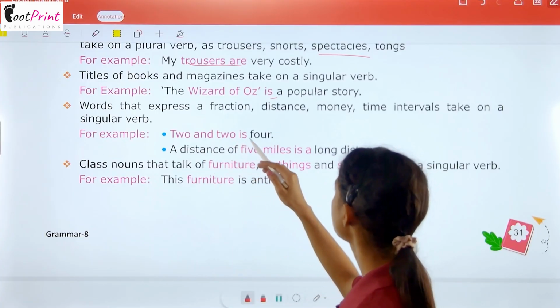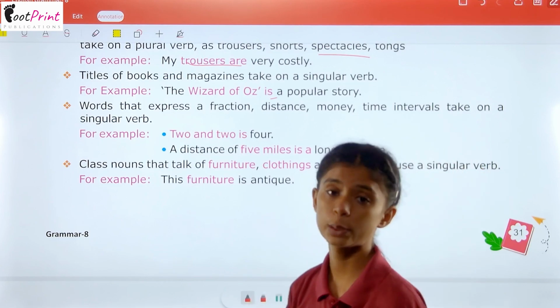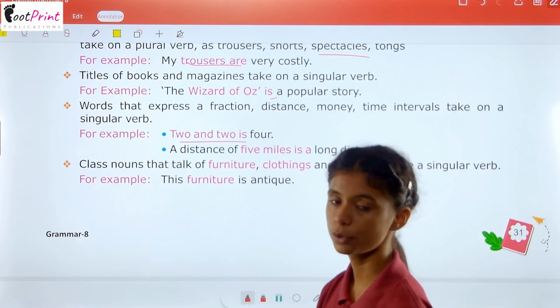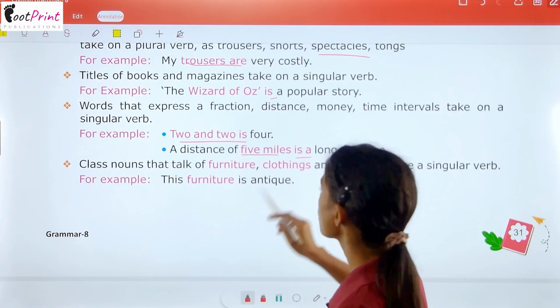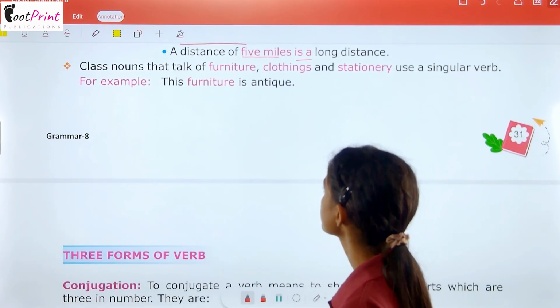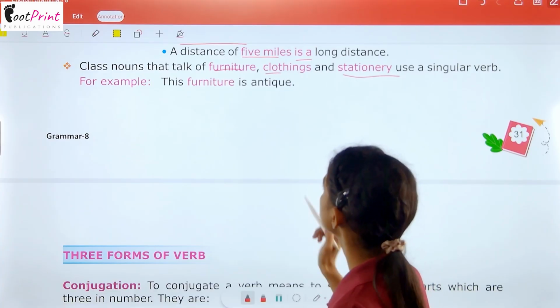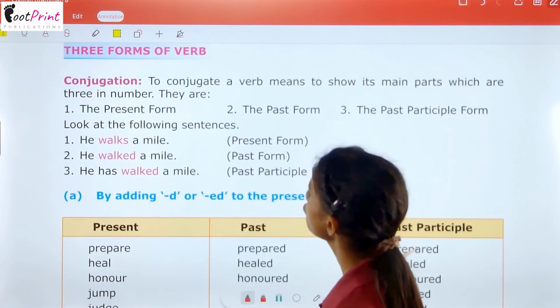Words that express a fraction, distance, money, time intervals take a singular verb. For example, 2 and 2 is 4. We are taking fractions here. The distance of 5 miles is a long distance. We are talking about distance here. Class nouns that talk of furniture, clothing and stationery use a singular verb. This furniture is antique.